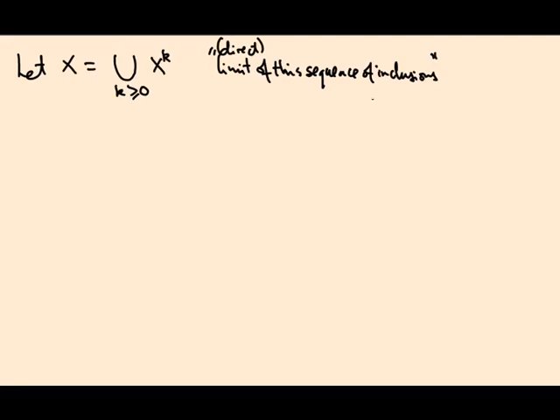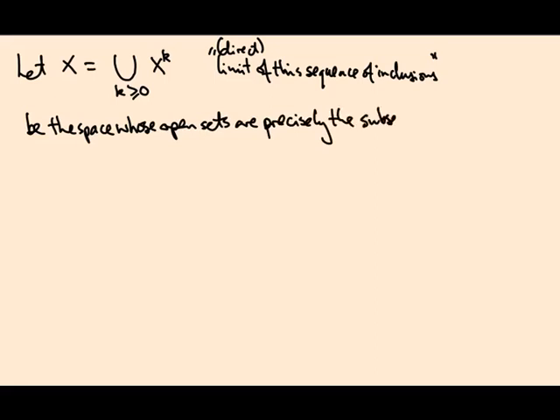And what that means is, I take this as just a set, and then I equip it with a topology. And the open sets in this topology are precisely the subsets U such that U intersect X_k is open for all k. So this is just a technical thing.